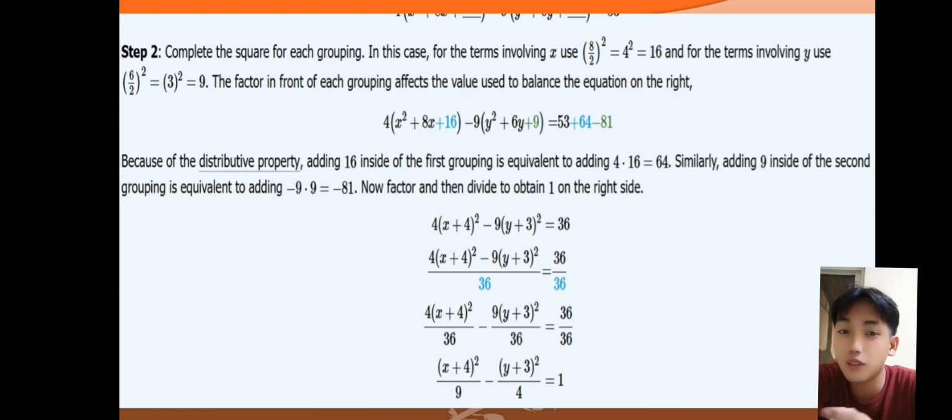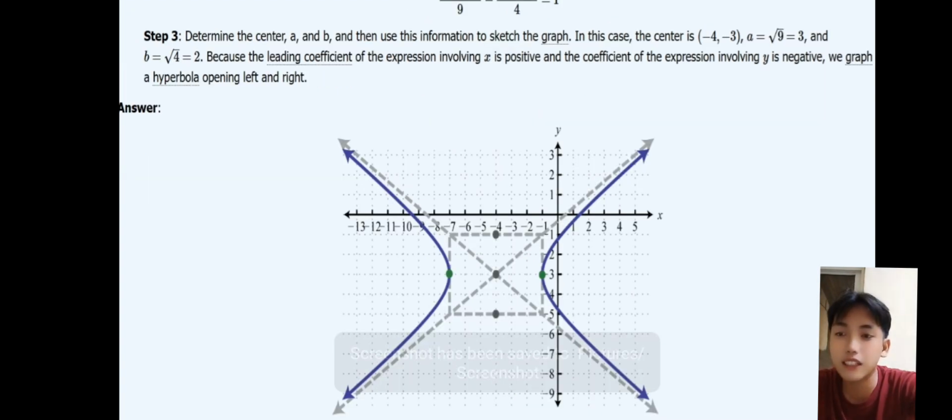So here, in our standard form, the right side should equal 1. So we have 36 on the right. What we are going to do is 36 over 36 so that it is equivalent to 1. So divide both sides, or multiply both sides, by 1 over 36. So here's the outcome. After simplifying, we have the quantity of x plus 4 squared over 9 minus the quantity of y plus 3 squared over 4 is equal to 1. Since it is now in standard form, it is easy to graph. So here's the graph. Did you get it?